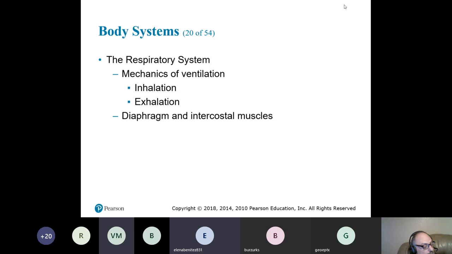Well, a ventilator uses pressure to blow air or a mixture of gases, like oxygen and air, into the lungs. Okay, so we need to get that oxygen to the lungs. So we know that the diaphragm is going to contract. What else is going to occur in order to get that oxygen?